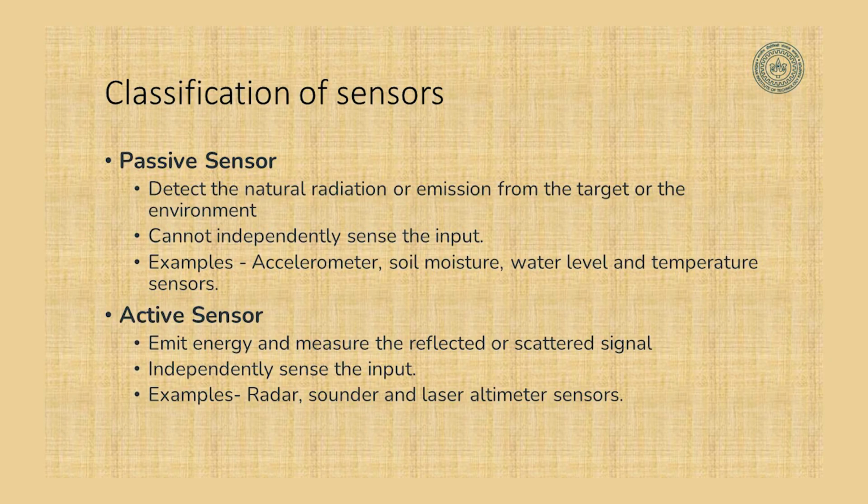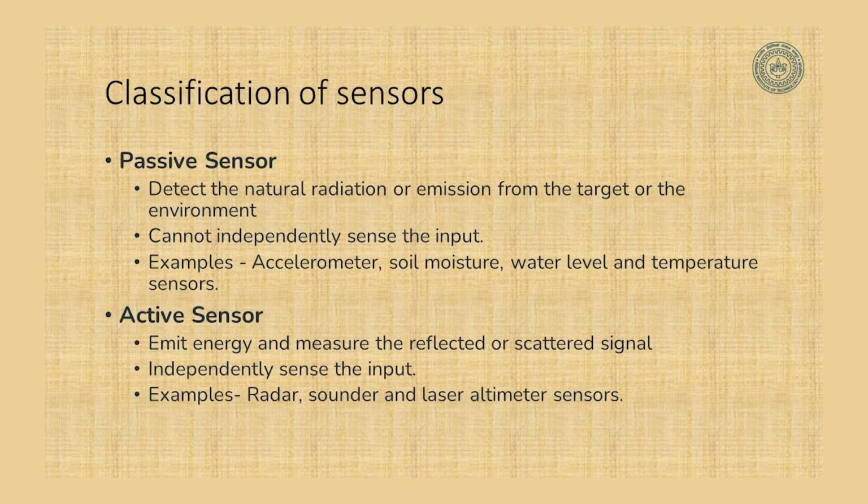Then there are active sensors, they can independently sense the input. Examples of those are radar, which stands for radio detection and ranging, sounders or laser altimeter sensors. So, they are themselves doing something to sense what is there in the environment. Radar is sending out some waves, laser altimeter sensors are sending out some laser rays, and likewise a sounder is sending out some sound waves.